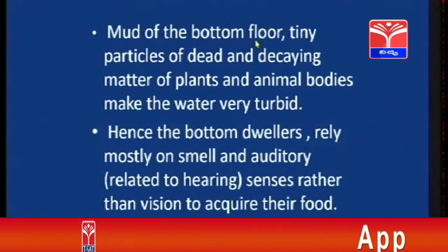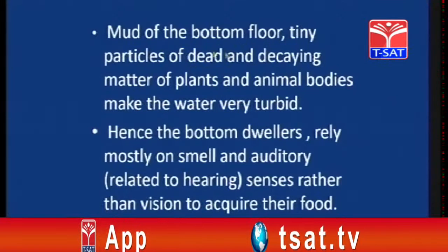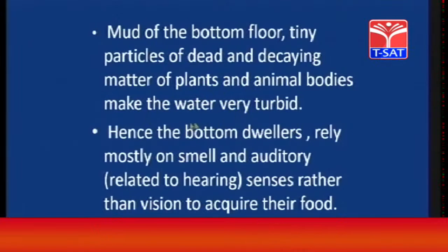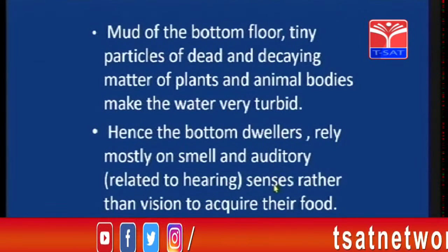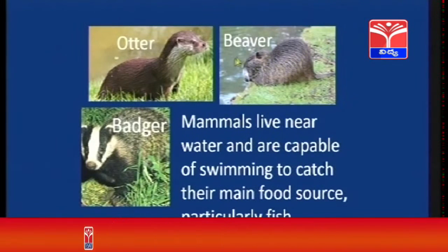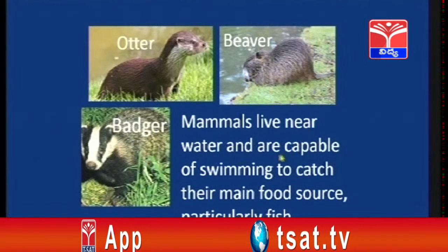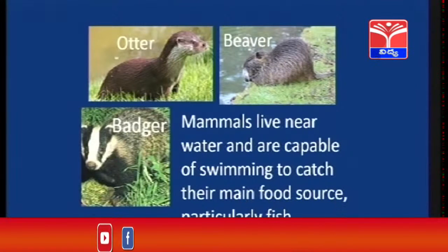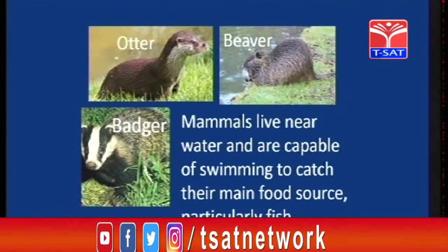The mud of the bottom floor and tiny particles of dead and decaying matter of plants and animal bodies make the water very turbid. Hence, the bottom dwellers rely mostly on the smell and auditory senses rather than vision to acquire their food. So these are the otters, beavers and the badgers. Mammals like these live near the water and are capable of swimming to catch their main source of food, particularly the fish. So these are present near the shore, children. They will be hunting the fish. So otter, beaver and the badgers.